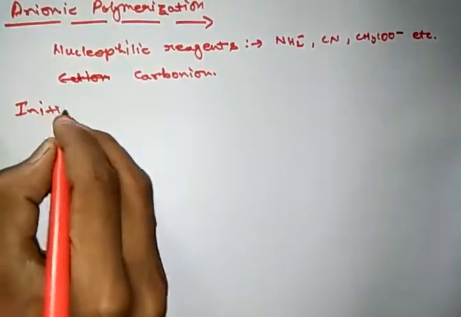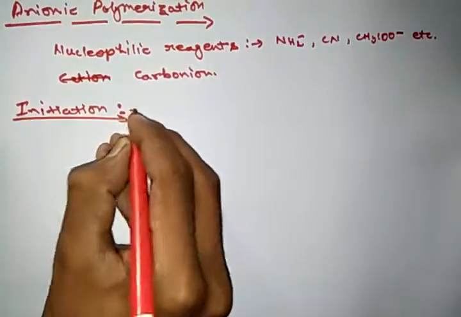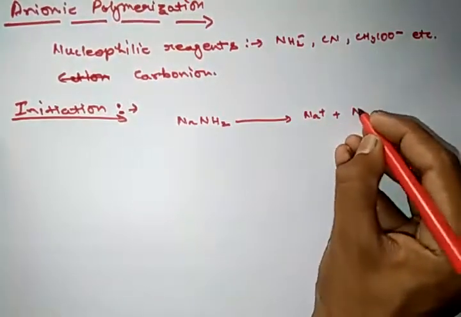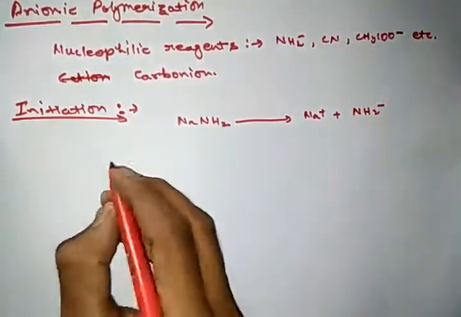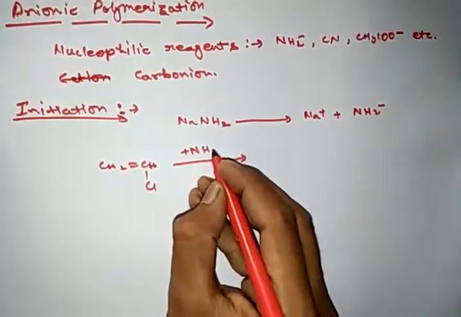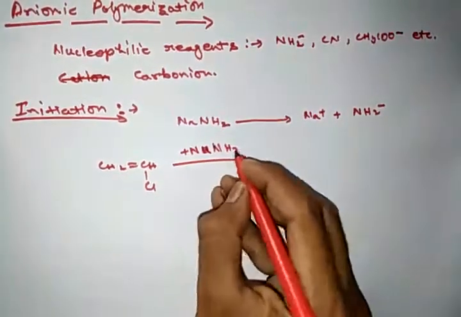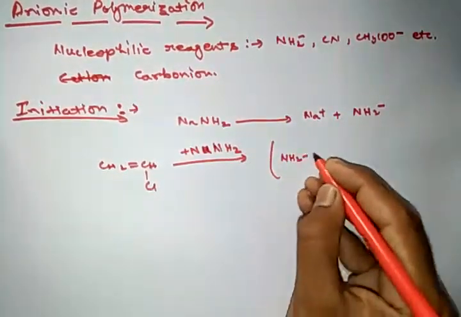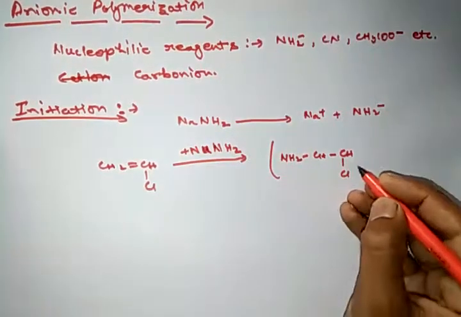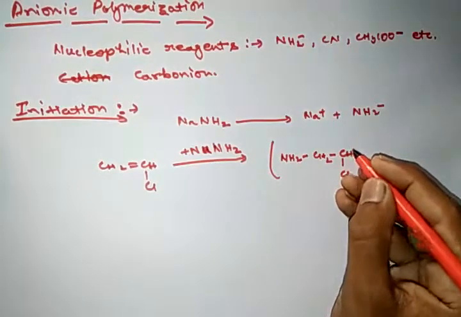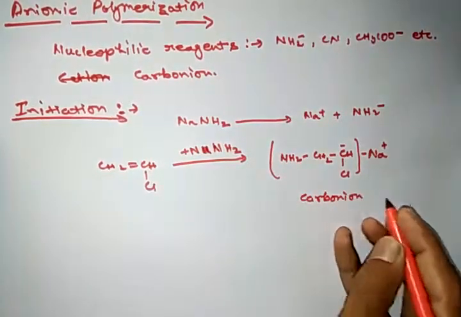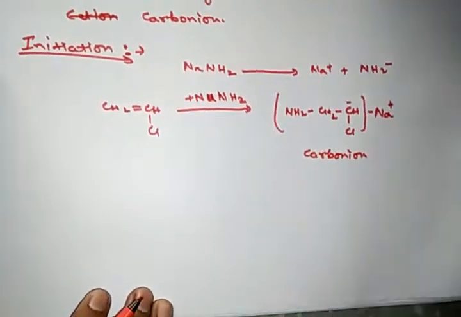So in the initiation step, suppose NaNH2 breaks into Na plus plus NH2 minus, and vinyl chloride reacts with it, and a carbanion intermediate is obtained.